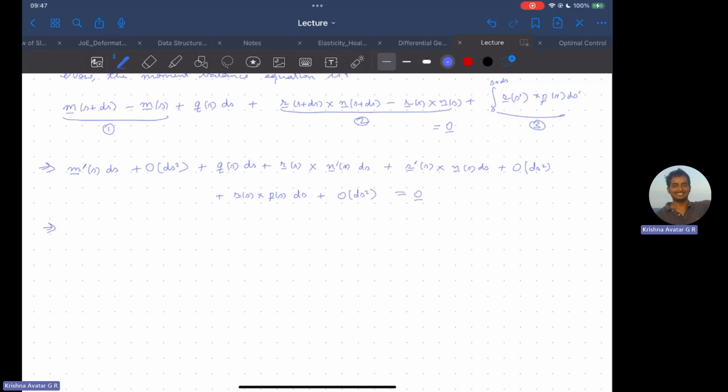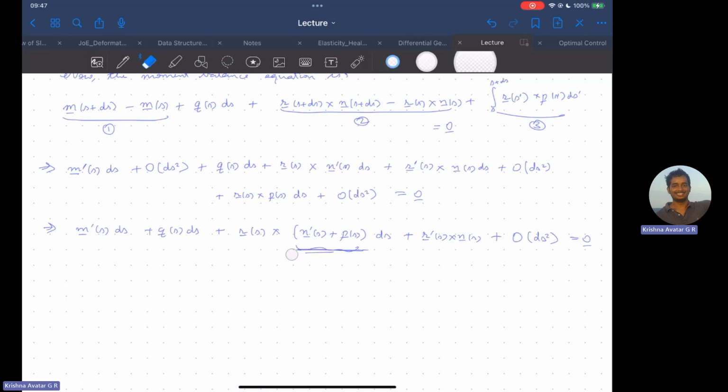Okay, so what we do is m prime of s is fine, ds. Then we have m q vector of s, which is also fine. Then we have r vector of s cross n vector of s plus p vector of s, because we can add them up, plus r vector of s cross n vector of s, and all adds up to order of ds squared equal to 0. And this, you recall, is nothing but the force balance equation, right? So this is equal to 0 vector because there is force balance.